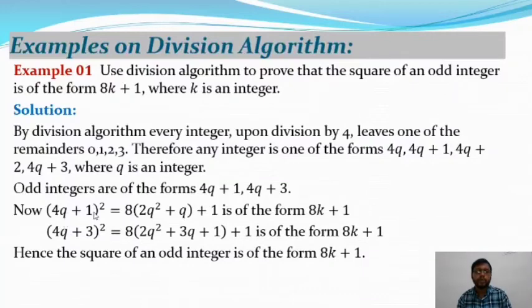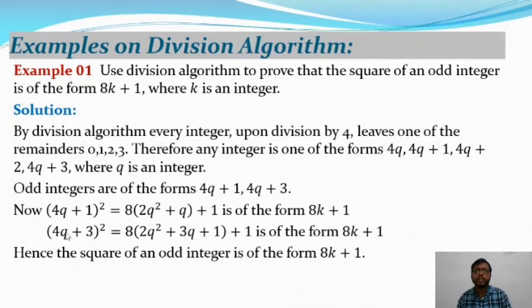So here (4q plus 1) whole squared equals 16q squared plus 8q plus 1. From the first two terms we take 8 as common, and we get 8 into (2q squared plus q) plus 1, where q is an integer. Then 2q squared plus q can be written as k, where k is any integer. So (4q plus 1) whole squared can be written as 8k plus 1, where k is equal to 2q squared plus q. That means (4q plus 1) whole squared is of the form 8k plus 1.